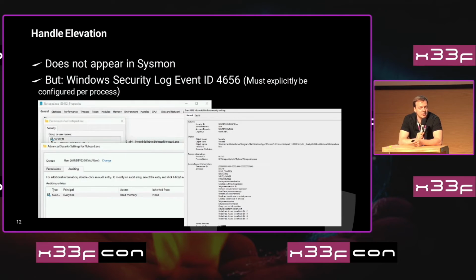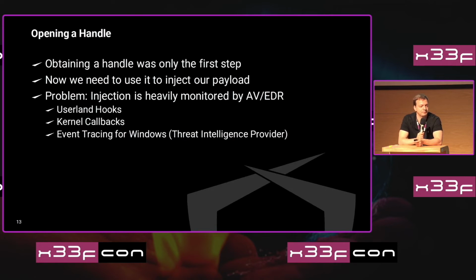This is quite cool because there are kernel callbacks for handle duplication, but Sysmon, for example, is not subscribing to this kernel callback. You can still observe this in the Windows security log, but the problem is that it must explicitly be configured per process, and it's not enabled by default. So I really like to go with this approach in order to get a handle to another process.